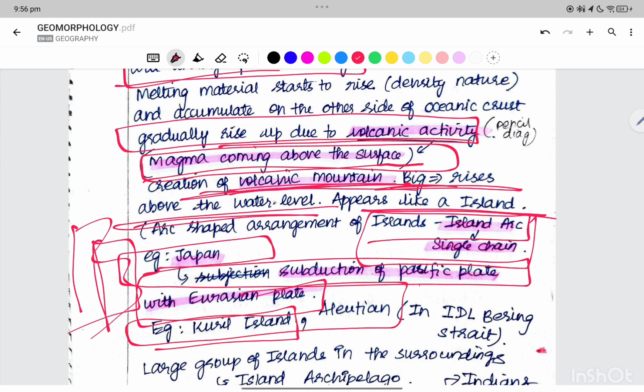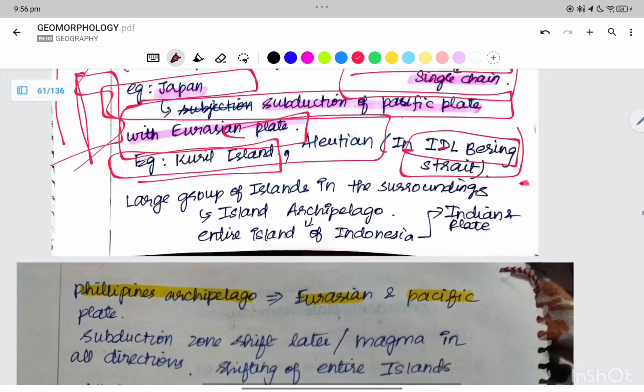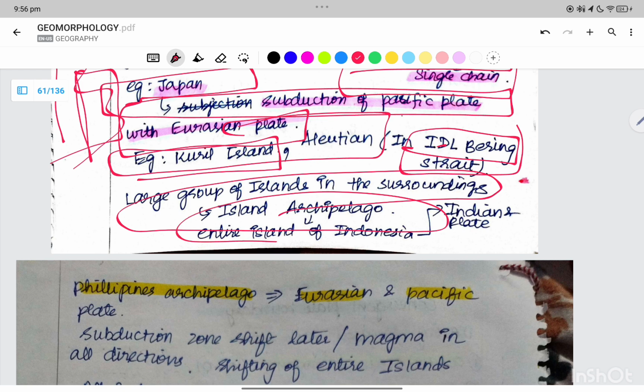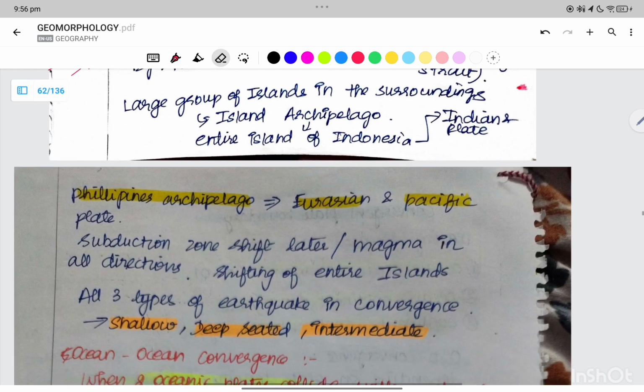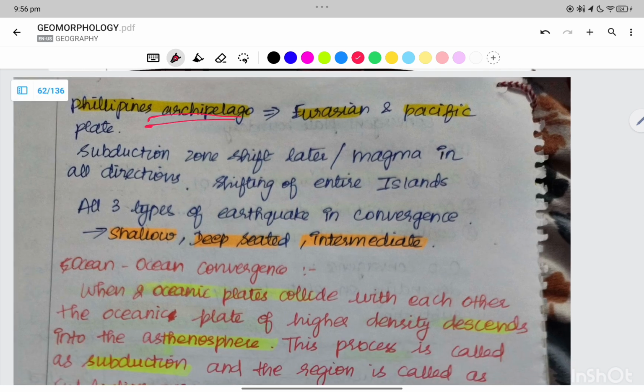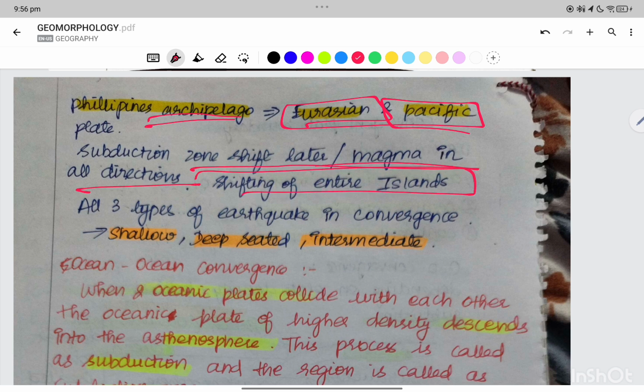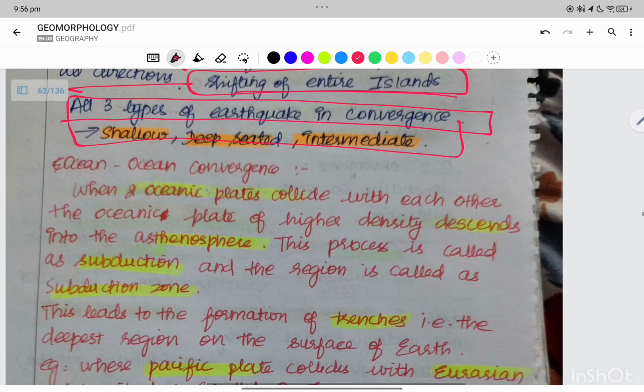The Kuril Islands and Aleutian Islands are examples, near the International Date Line and the Bering Strait. A large group of surrounding islands is what we call an island archipelago. The entire island chain of Indonesia is formed by the Indian plate with the Pacific plate. The Philippines archipelago is the Eurasian plate with the Pacific plate. At the subduction zone, magma spreads in all directions, shifting the entire islands. All three types of earthquakes occur in the convergent boundary, right? Shallow, intermediate and deep-seated earthquakes.